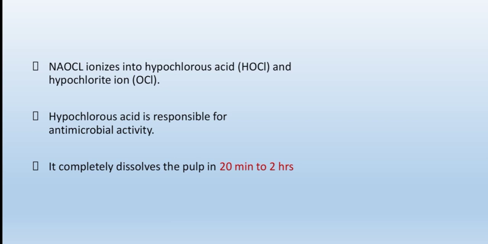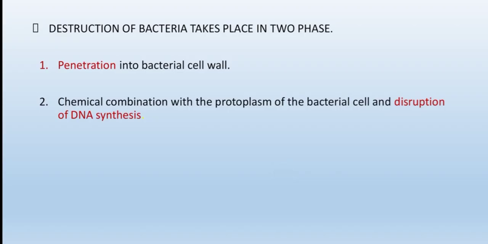Now, how does it act? NaOCl ionizes into hypochlorous acid and hypochlorite ion. This hypochlorous acid is responsible for antimicrobial activity. It completely dissolves the pulp in 20 minutes to 2 hours. Now, how does it cause destruction of bacteria? First, it penetrates the bacterial cell wall, chemically combines with the protoplasm of the bacterial cell, and disrupts DNA synthesis. So, penetration and disruption of DNA synthesis is the mechanism of action.